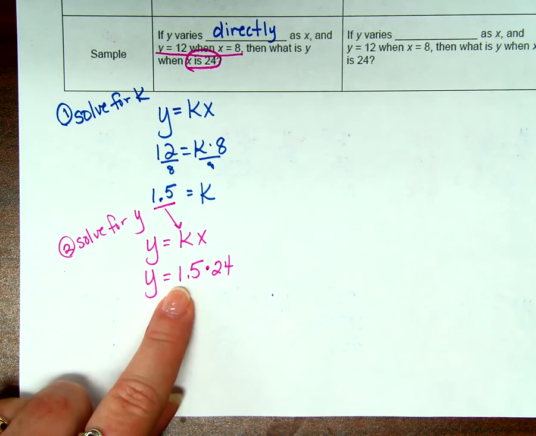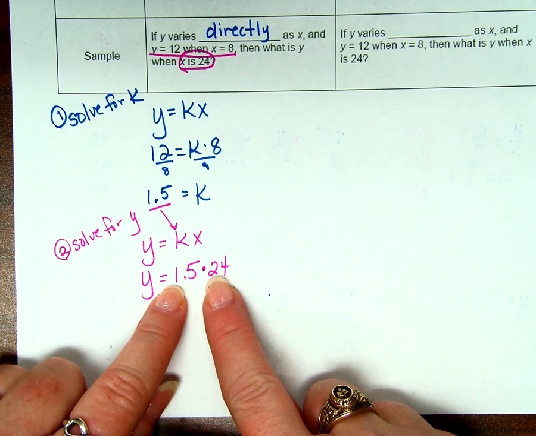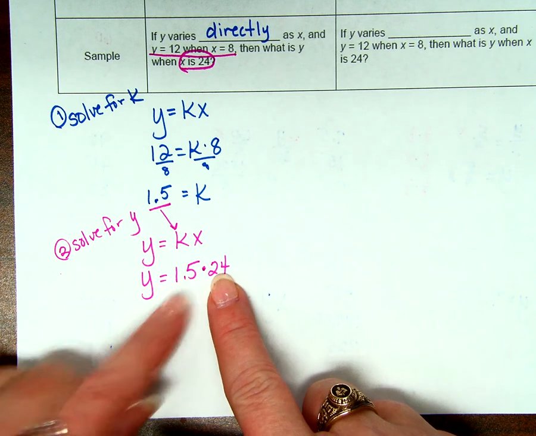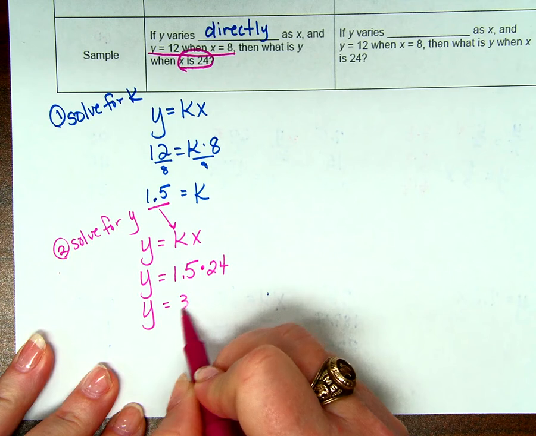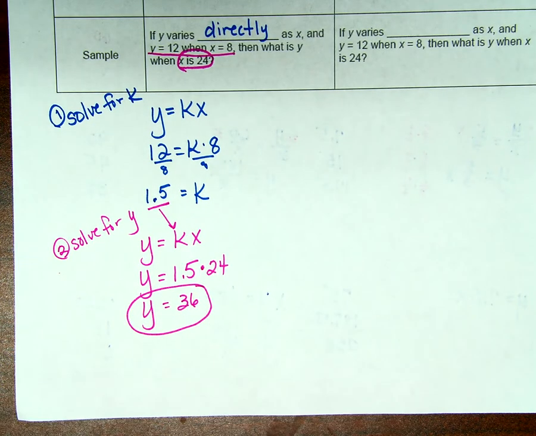Do you know 1.5 times 24 off the top of your head? Do you know what's 1 times 24? And what's half of 24? So what's 24 and 12? 36. That answers the question, doesn't it? Questions?